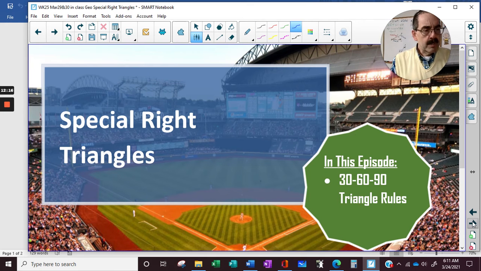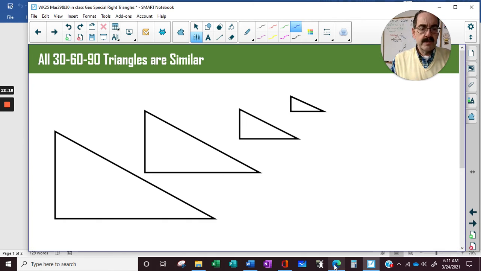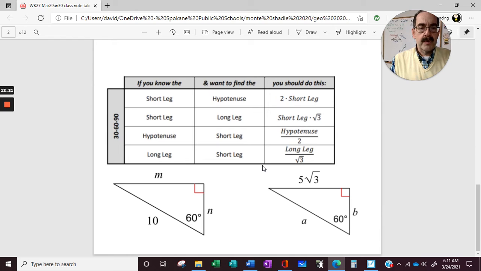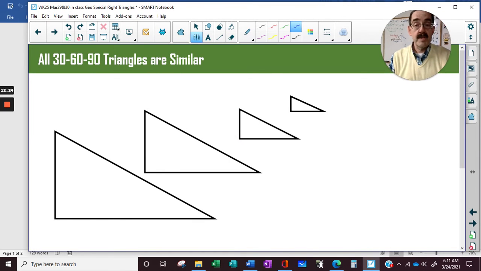All right, now we're going to go to the 30, 60, 90. So if you look at your cheat sheet, we're going to go to the 30, 60, 90. Now 30, 60, 90, they're all similar. Imagine all these equilateral triangles. Take an equilateral triangle, divide it in half, and you have a 30, 60, 90. The 60 stays the 60, and the 90, we had a 90 all the way. Well then, the other one, because all triangles are 180, they're all similar.